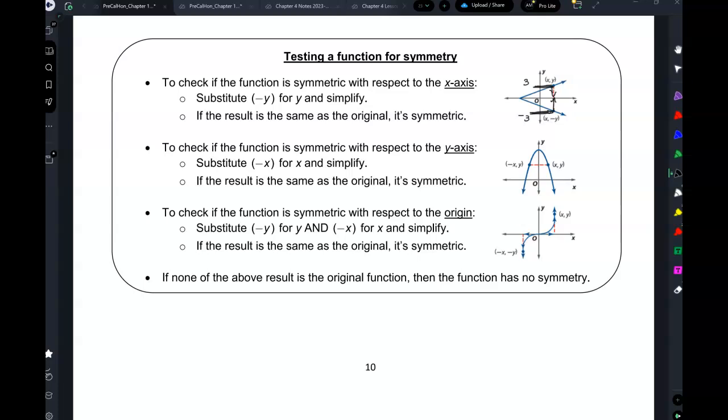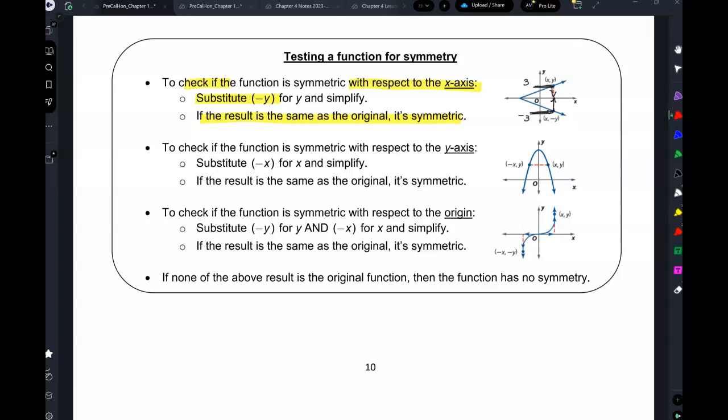Okay? Which means to check if a function is symmetric with respect to the x-axis, you want to substitute negative y for y and simplify. And if the result is the same, then it's symmetric. Okay.